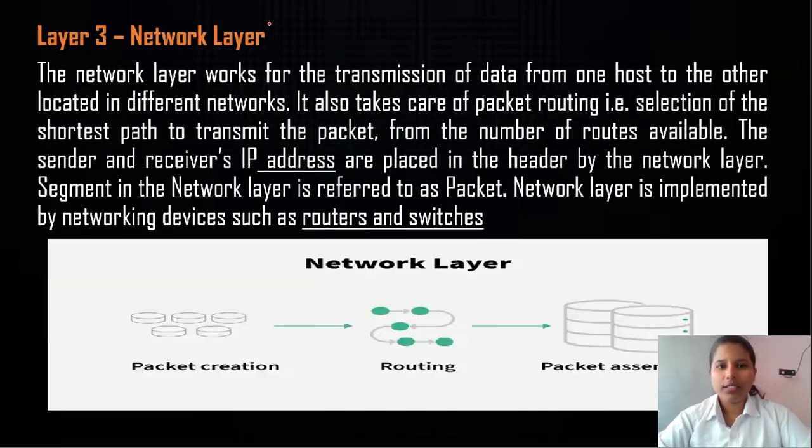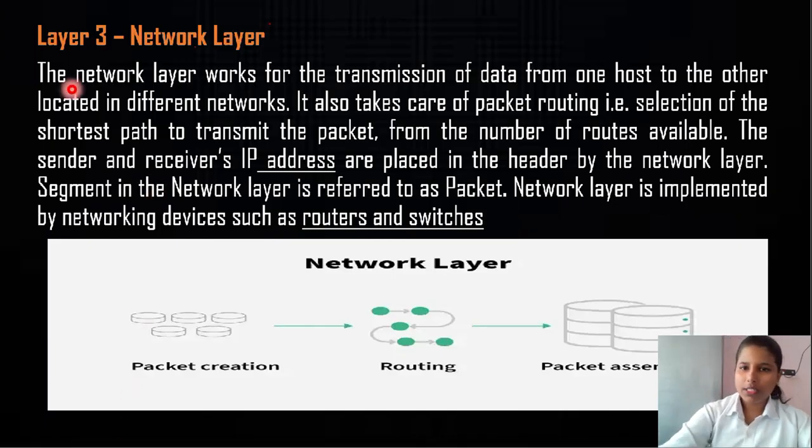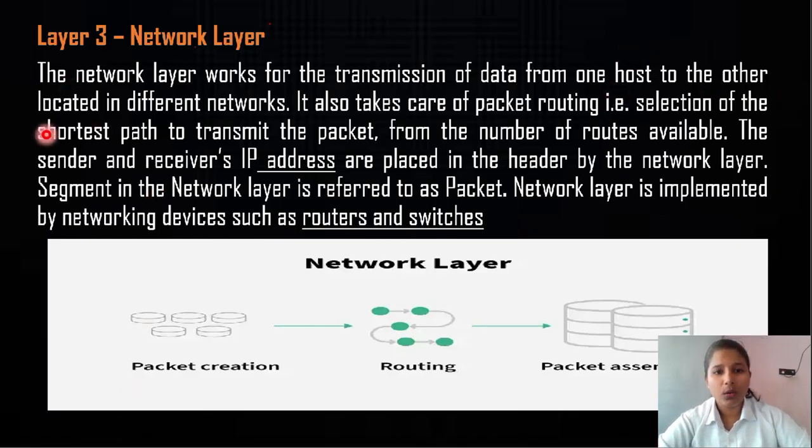Now let's look at the network layer. The network layer works on the transmission of data from one host to another host located in a different network. It also takes care of packet routing, that is, selection of the shortest path to transmit the packet from the number of routes available. The sender and receiver's IP addresses are placed in the header by the network layer, and the segment at the network layer is referred to as a packet. The network layer is implemented by networking devices such as routers and switches. So that is packet creation, routing, and packet disassembling.